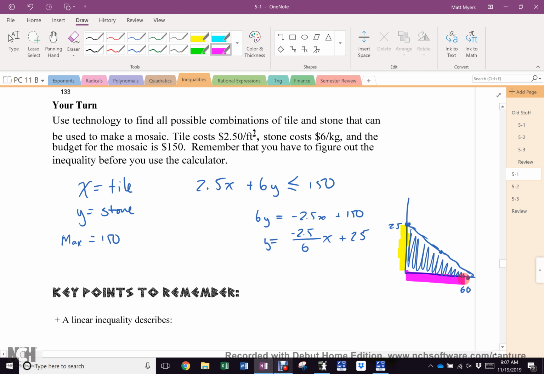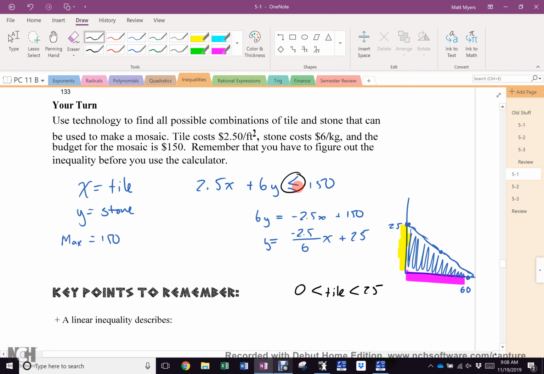Can I buy 0 of either of them? No, because then I can't make a mosaic, can I? So my tile, which was Y, 0, I can't buy 0. So how do I show this? What sign do I write here? Less than. I can't have equals. Tile. And what's the maximum tile I can have? I can't hit 25, can I? So I've got to be less than 25.